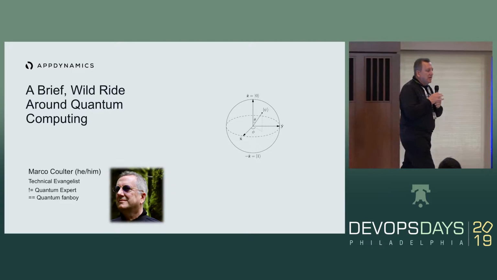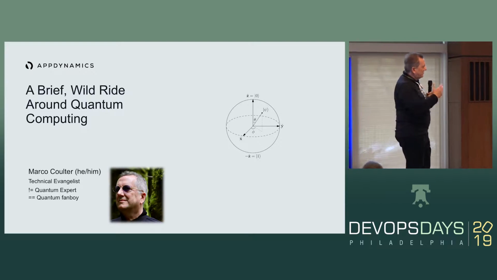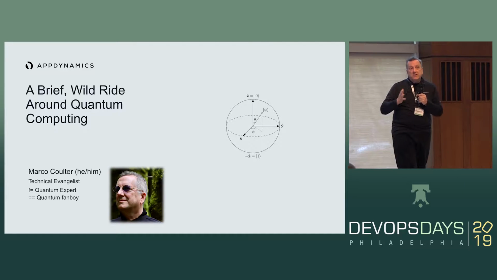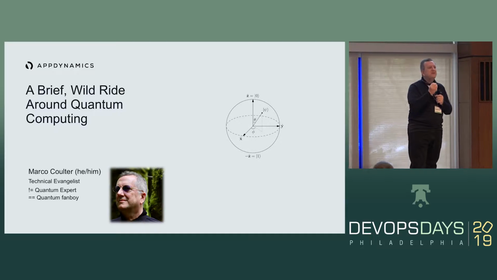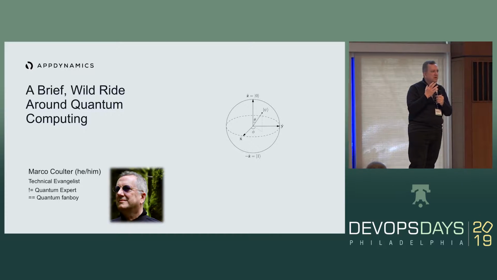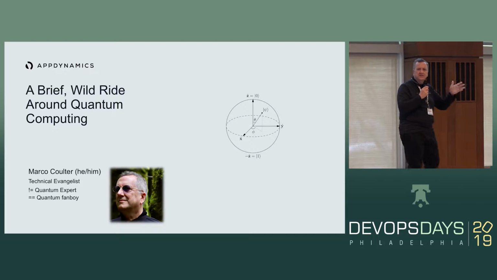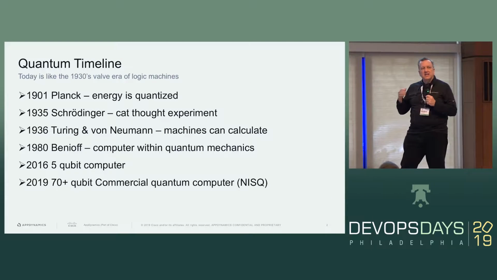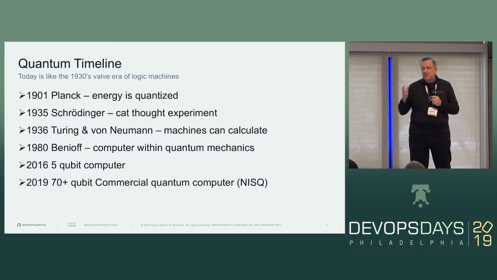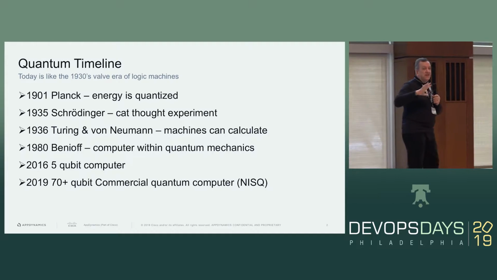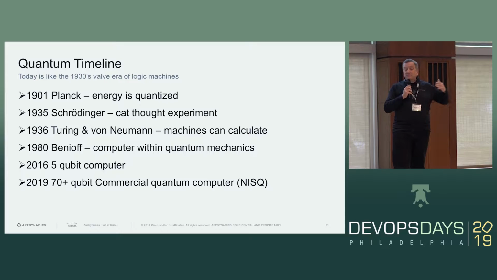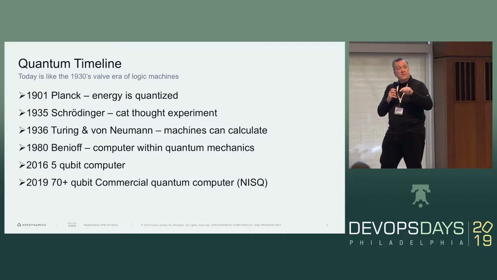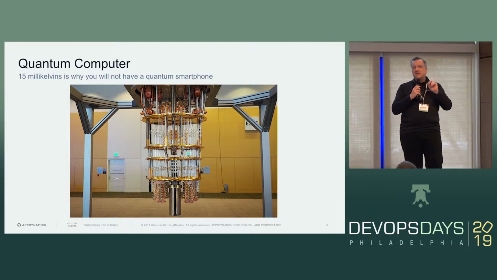What I want to try to do in the next however long this is, is get you excited about quantum computing and where it is. Where it is today is sort of like where classical computing was back in the 30s to 60s, where they were building machines that were unreliable. If we look at the timeline, quantum mechanics started back in about 1901, when Planck worked out that energy was quantized. It stayed in the realm of the theoretical physicists until about 1980, when Benioff and Feynman came along and said, hey, we could use that for computing.